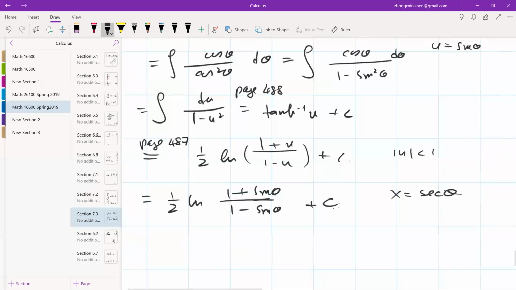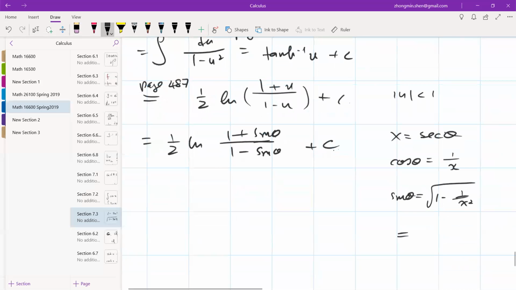Well, secant theta is x. In other words, cosine theta equals 1 over x, right? And so we don't like the sine. So sine theta is going to be square root of 1 minus 1 over x squared, and this should be equal to square root of x squared minus 1, divided by x. Okay, be careful about the sign. Sine theta could be negative, so x also could be negative.